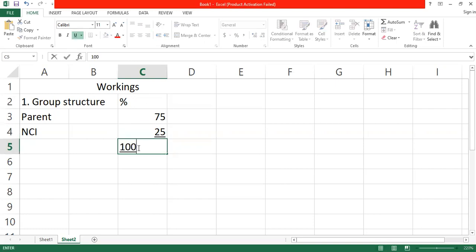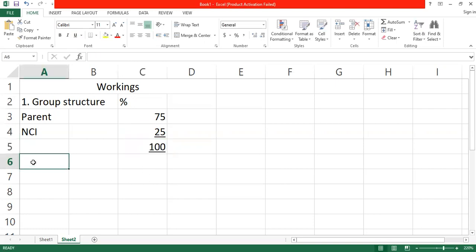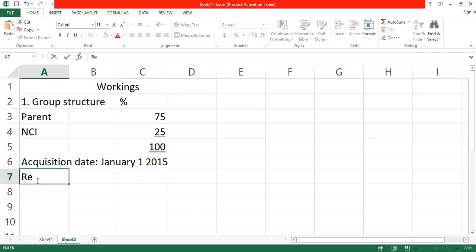And put your 100 here. That is all. Then the next one is the what? Acquisition date, isn't it? You show the acquisition date. What is the acquisition date? 1st January 2015. So you have January 1, 2015. What is the reporting date? 30th June 2015.